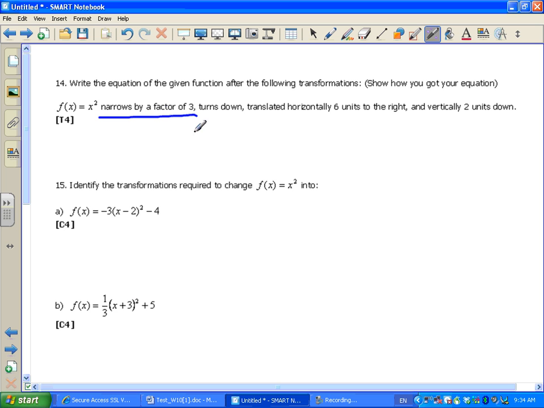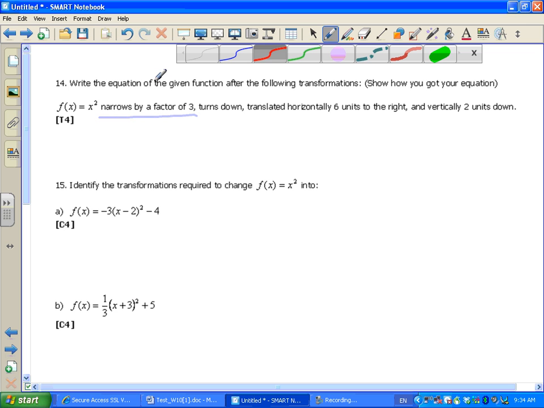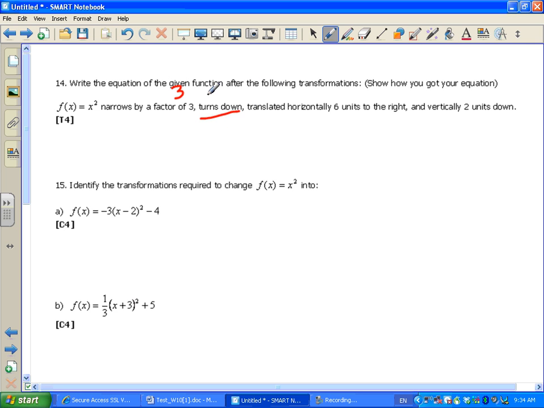Narrows by a factor of 3. Which of the variables is that referring to? A, H, or K? A. Is A positive 3 or a third? You're right, it's going to be negative 3. It's going to be 3, but because it turns downward, A is going to be negative 3. So we know that A is going to be negative 3. It's translated horizontally 6 units to the right. What does that mean?